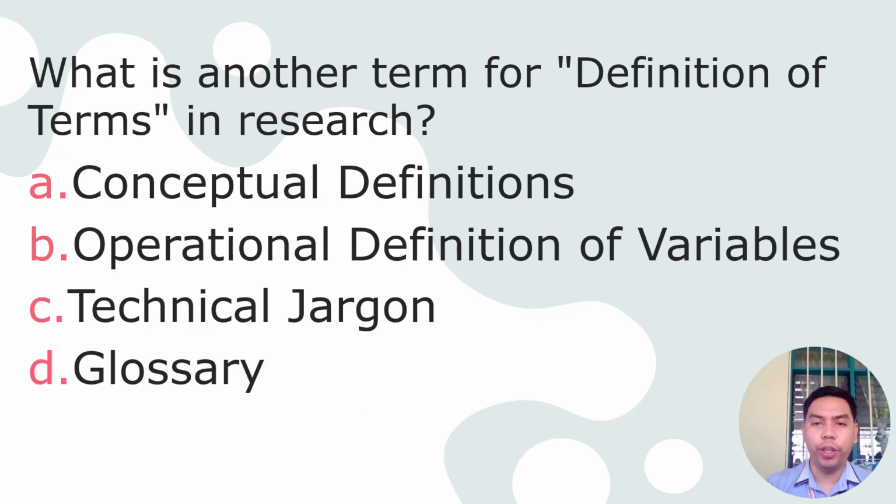What is another term for definition of terms in research? A. Conceptual definitions. B. Operational definitions of variables. C. Technical jargon. D. Glossary.